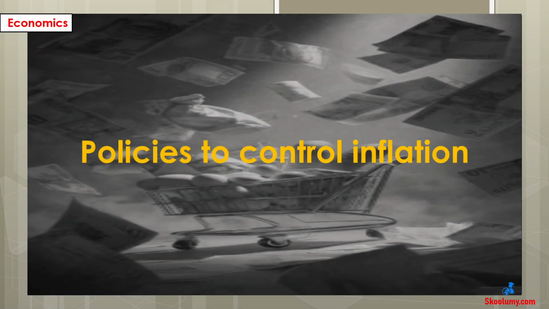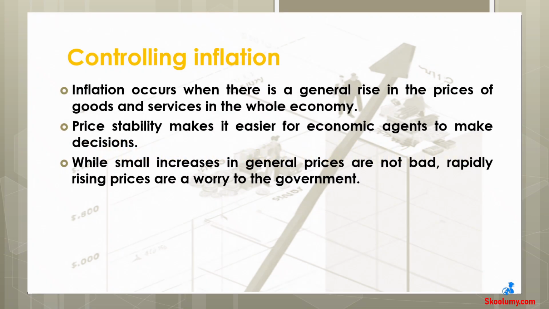Policies to control inflation. Inflation occurs when there is a general rise in the prices of goods and services in the whole economy. Price stability makes it easier for economic agents to make decisions. While small increases in general prices are not bad, rapidly rising prices are a worry to the government.